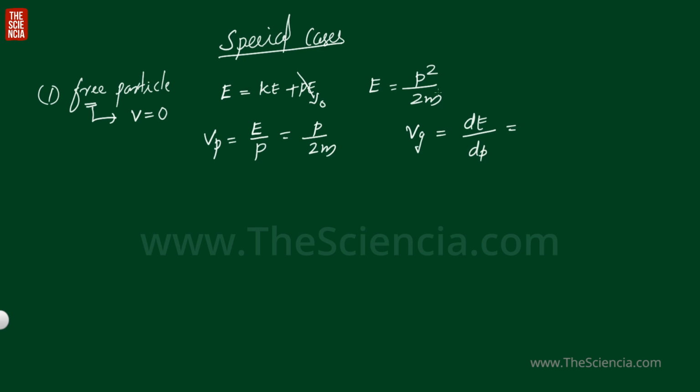So we have to take the derivative of energy with respect to P. So what do we get? We get 2P by 2m, that is P by m. So for a free particle, Vp is equal to P by 2m and Vg is equal to P by m. So I can make the relation between Vg and Vp, that is Vg is equal to 2 Vp.